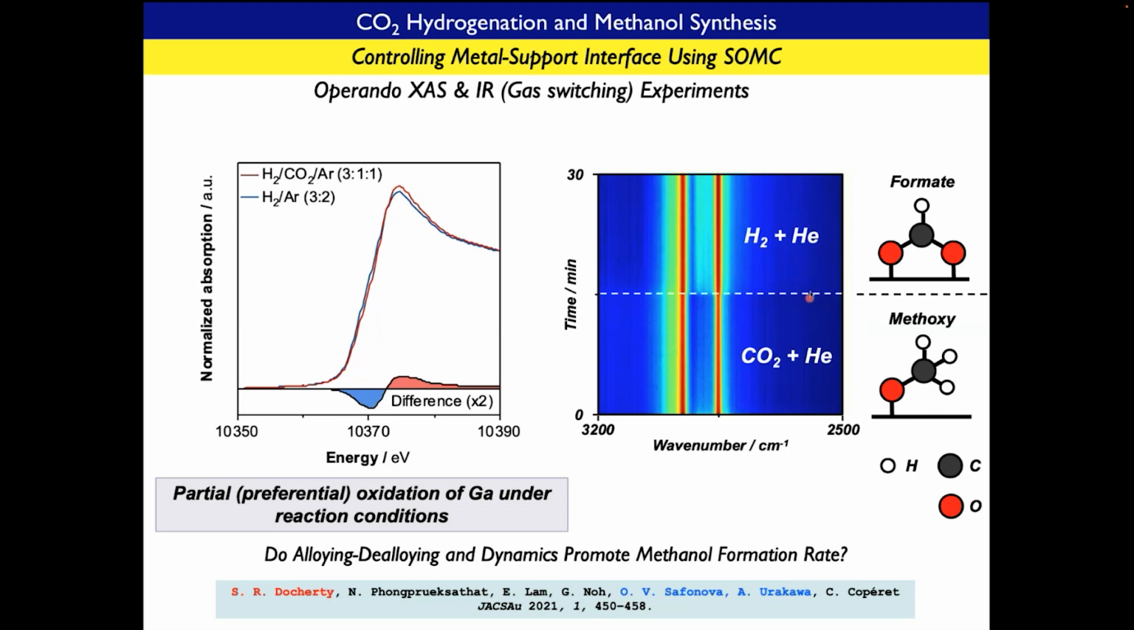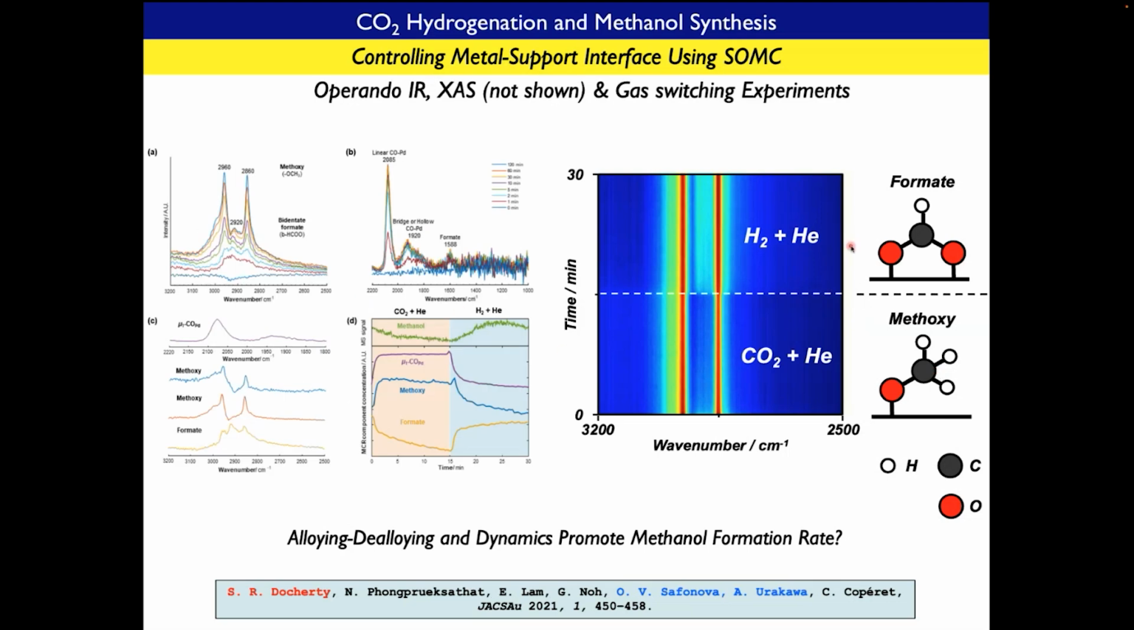And this matches the formation of formate and methoxide at the surface of the system. In fact, if you combine EXAFS and IR spectroscopy, we can see that as you have CO2 and H2, you make more and more methoxide. And when you have pure H2, you remove the methoxy and you promote the formation of formate, which obviously requires also H2. So it seems that there is some kind of dynamic between alloying and de-alloying, and this somehow correlates with the methanol formation rate, which is something we are still studying.